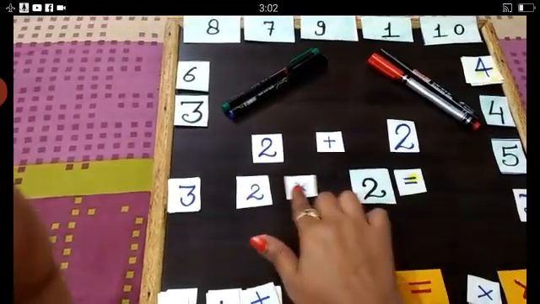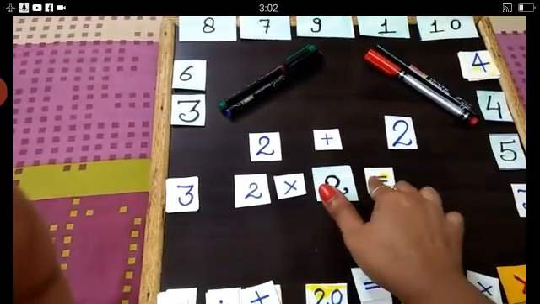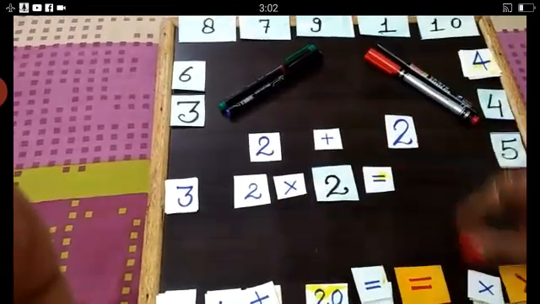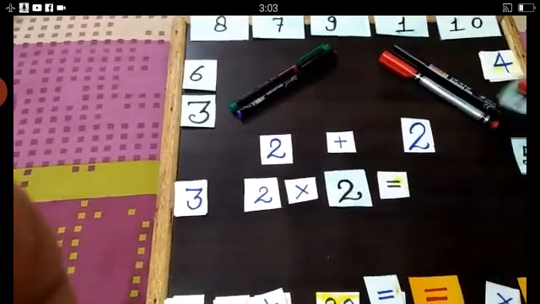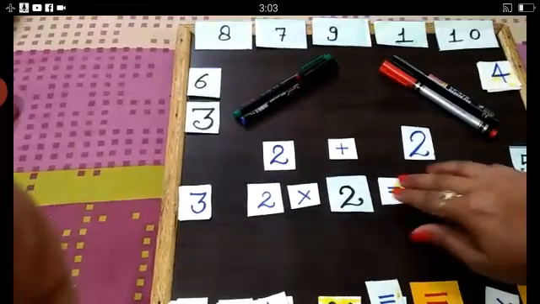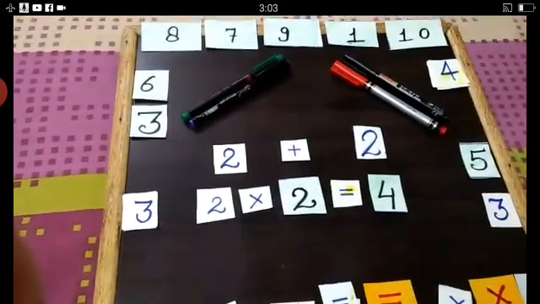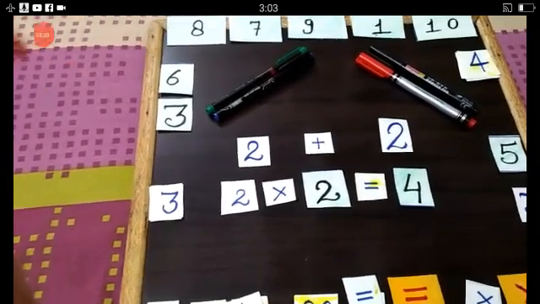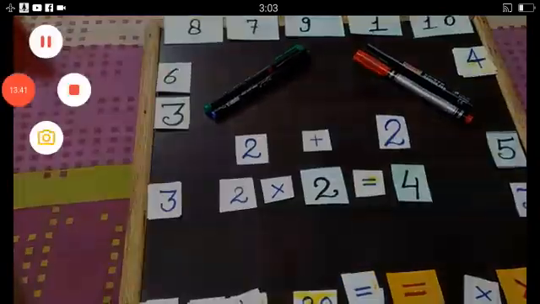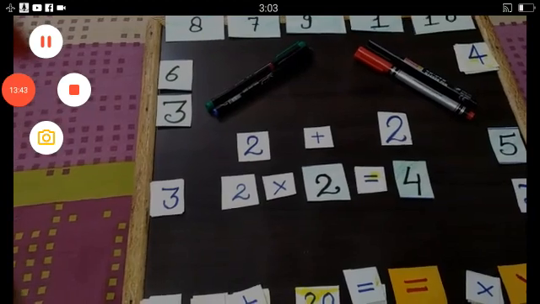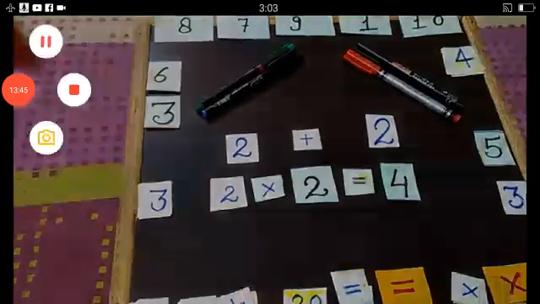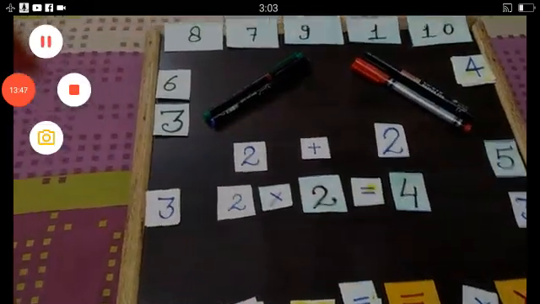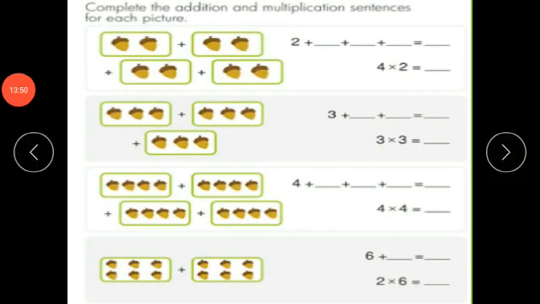now children count it. 2 times 2 is equal to, count all the pens. 1, 2, 3, 4. 2 times 2 is equal to 4. Are you getting, children? This way we can learn how to arrange numbers in repeated addition form as well as in multiplication form. Thank you. I hope, children, you all have learned repeated addition form through this activity.